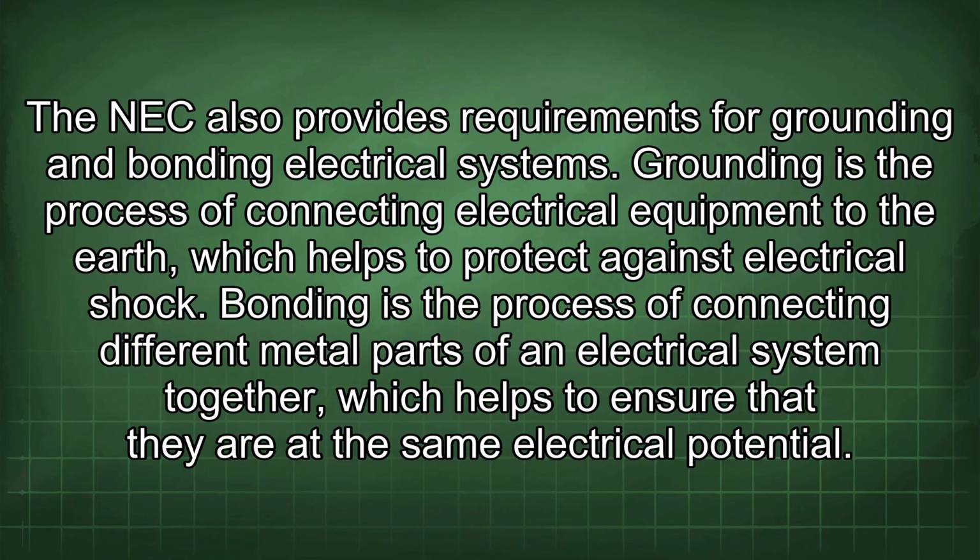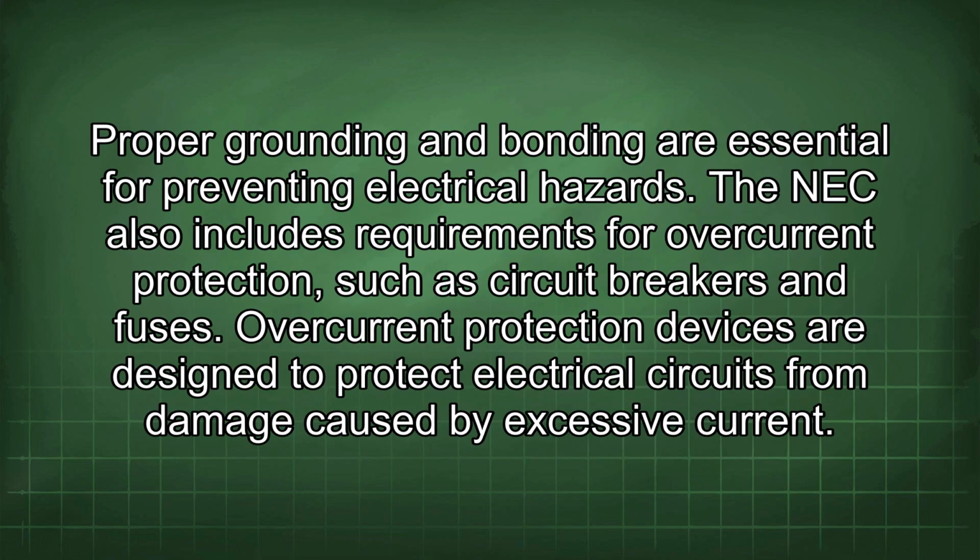Grounding is the process of connecting electrical equipment to the earth, which helps to protect against electrical shock. Bonding is the process of connecting different metal parts of an electrical system together, which helps to ensure that they are at the same electrical potential. Proper grounding and bonding are essential for preventing electrical hazards.